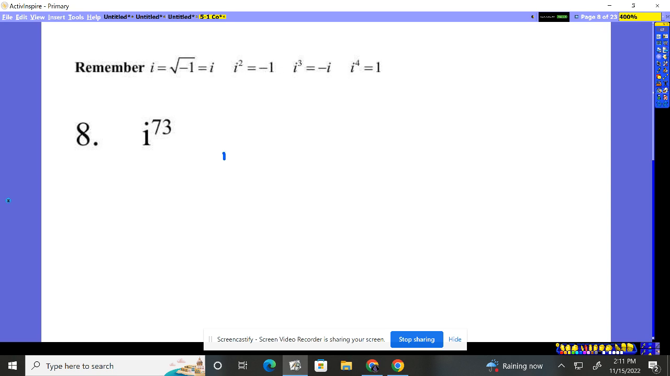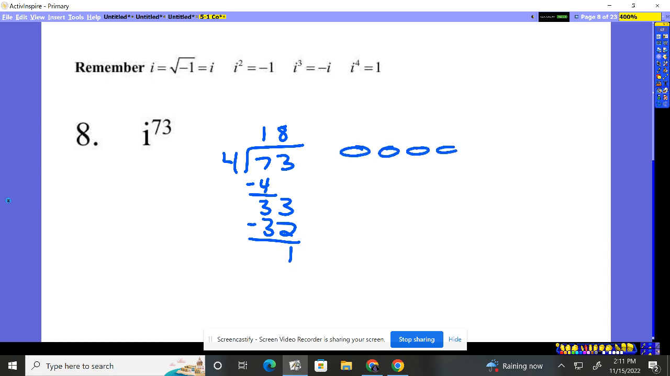Number 8, again, how many sets? 4 into 73. How many little i's are we going to have left over? Well, 4 goes in 7 once. Subtract here, I get 3. Bring down my 3. 4 goes in 33 what? 8 times, 4 times 8 is 32. So there's going to be 18 of these, 18 sets, every 4 worth 1, 1, 1, 1, 1, 1. I'm going to have 1 little i left over.